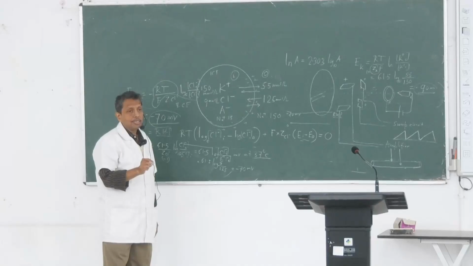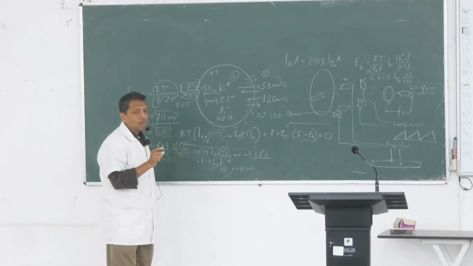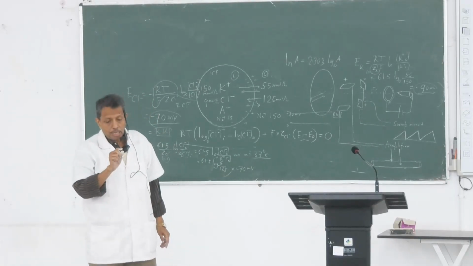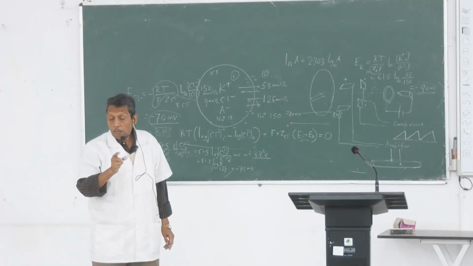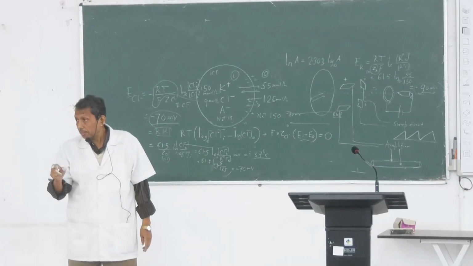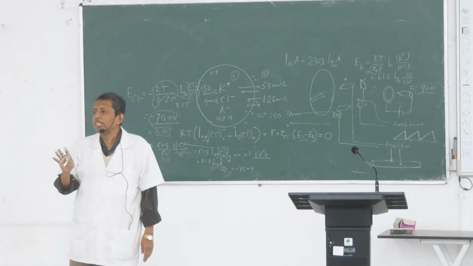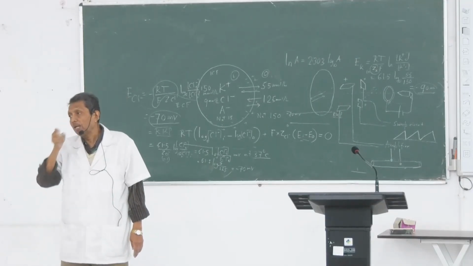So you can expect that at minus 90 millivolt, the tendency of potassium ion to move from inside to the outside, following its concentration difference, is equal to that in the opposite direction, from outside to inside, following the electrical difference, the voltage difference, the potential difference. In case of chloride ion, it is minus 70 millivolt. So it can be explained by these physical processes.